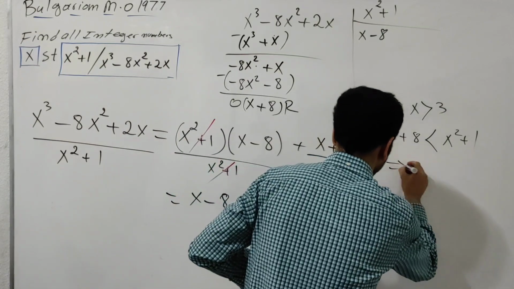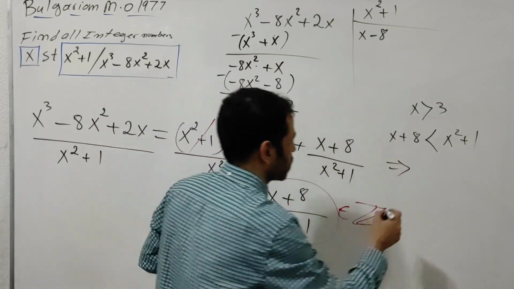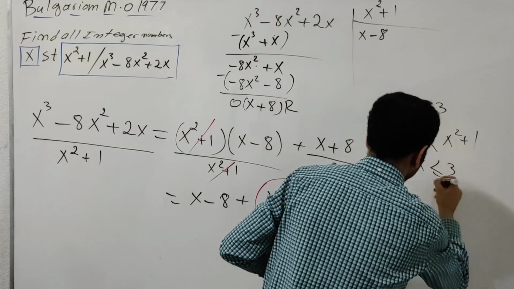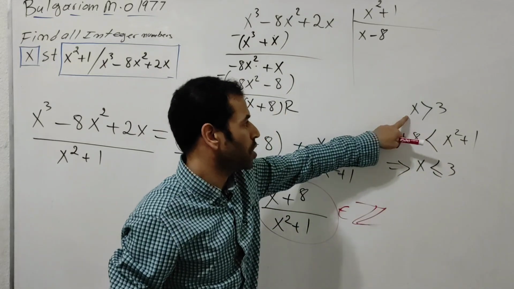So this is telling us that in order to have this one as an integer, we must have x less than or equal to 3. Okay, otherwise we contradict this assumption.